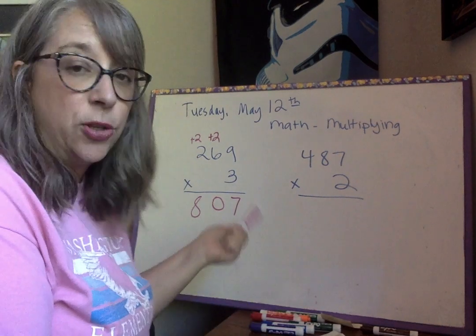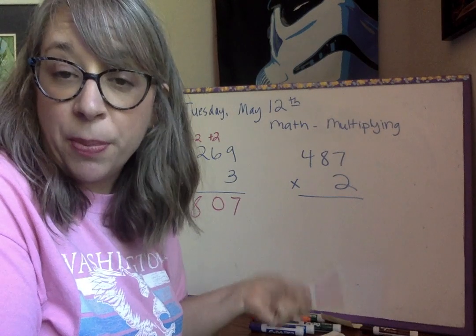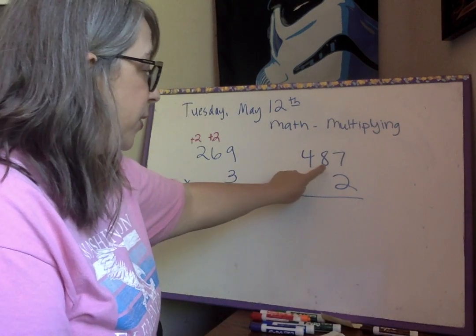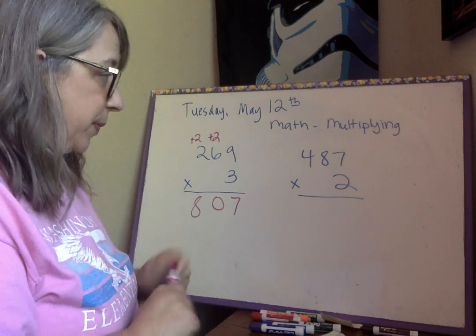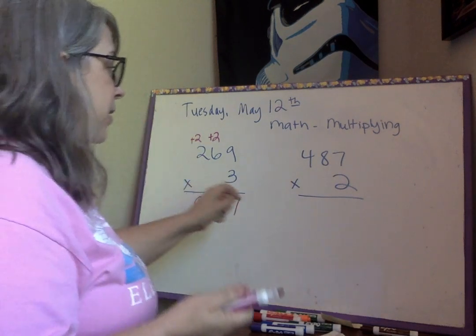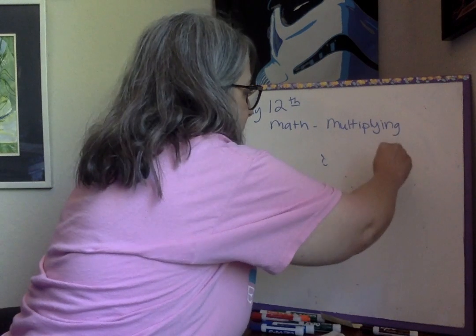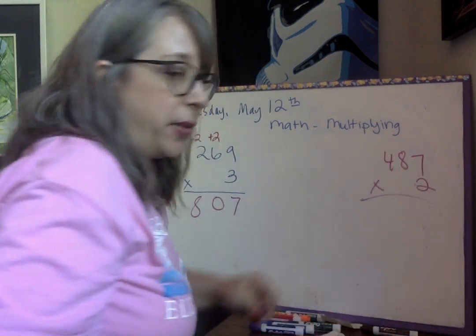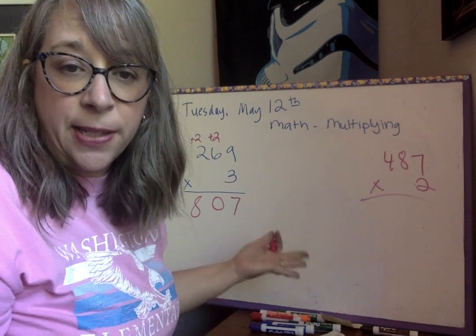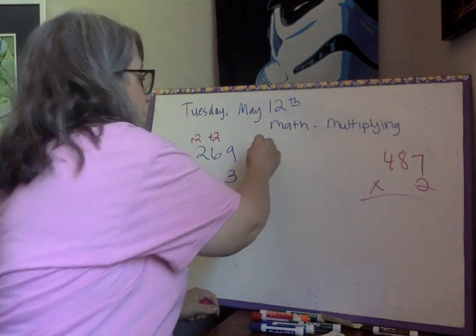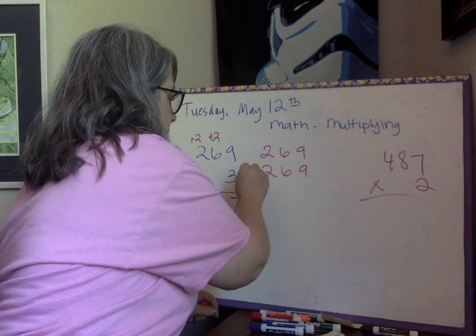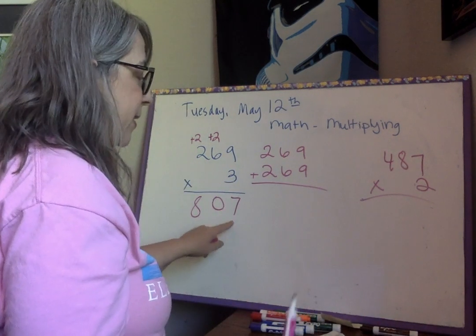Let's keep it moving. You may check your answer by multiplying on a calculator if you like. Okay, so 487 times 2. So, another thing that you can do, since we're only multiplying by 3, well, you can add 269 3 times and see if you get that same answer.